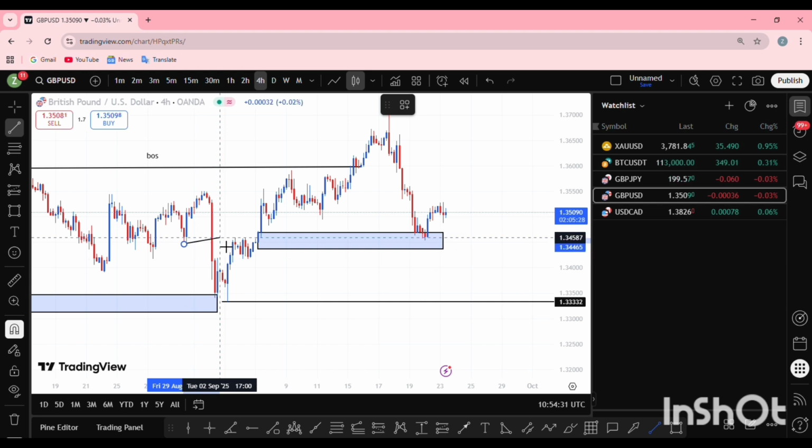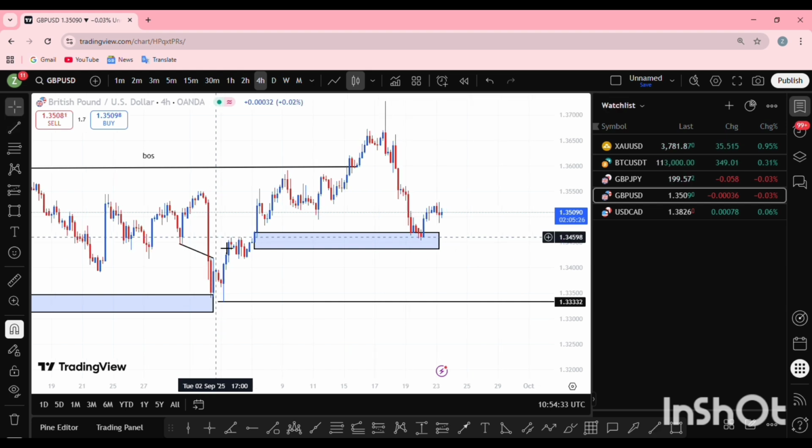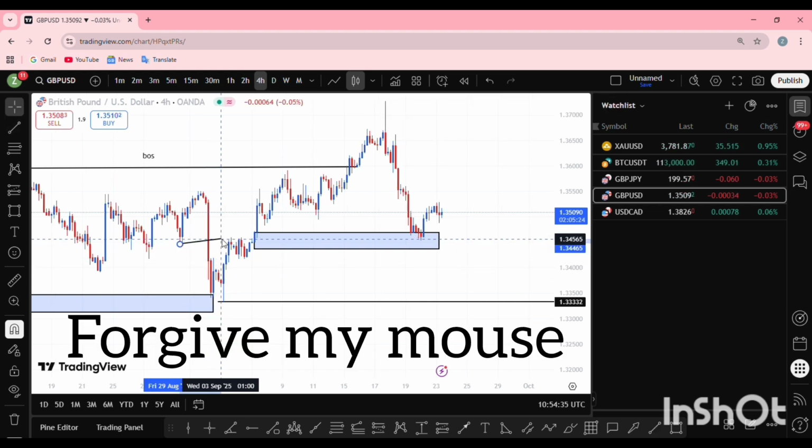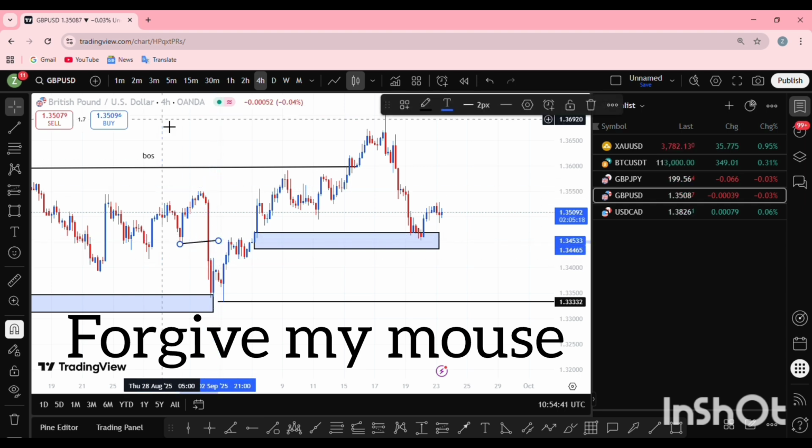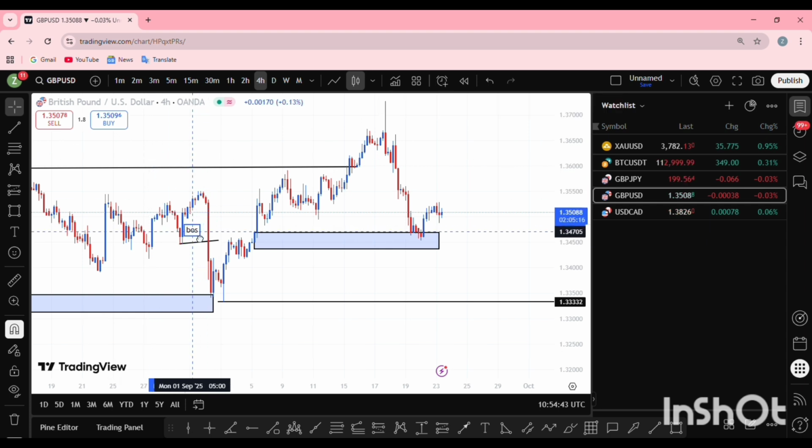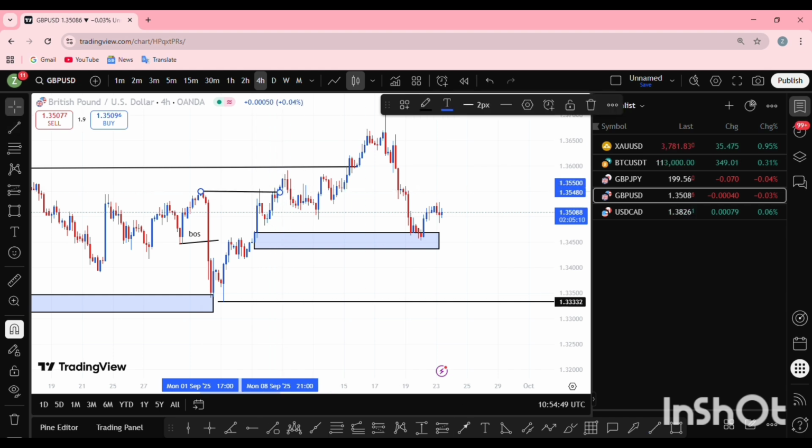Forgive my cursor, my mouse has just dropped, and with this cableless mouse, once it drops, to fix it for me, I find it so difficult. I have two so far, and I think once they fall, it becomes so difficult for me to fix them, and I'm thinking of going back to the cable mouse.